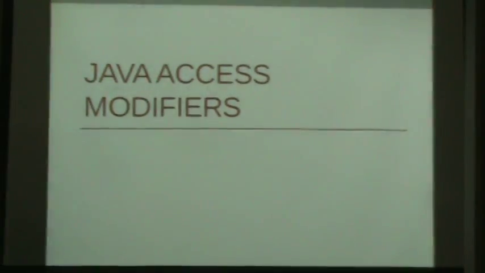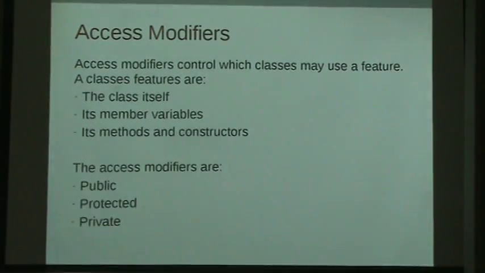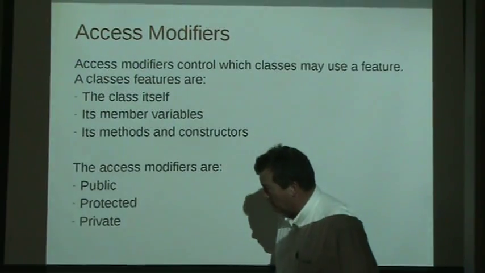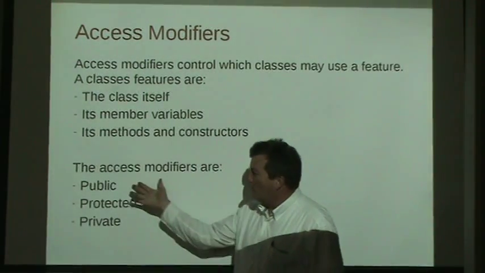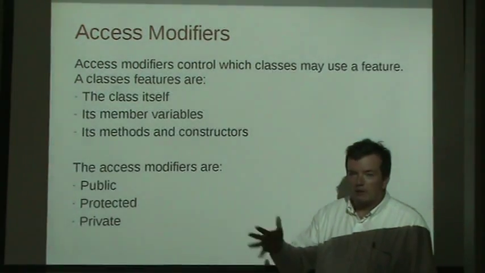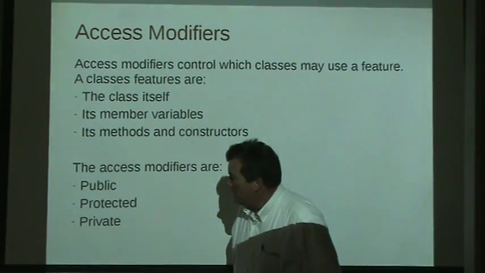So the access modifiers in Java are basically a little bit of a history on access modifiers. When object-oriented programming came along, or before object-oriented programming, all methods and variables were considered public, meaning any part of the program can touch any method or any variable.